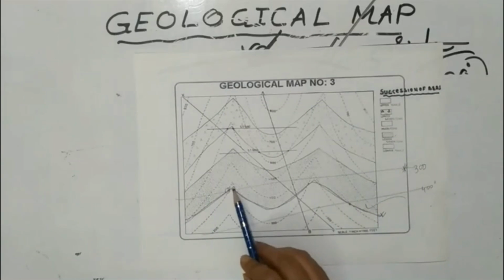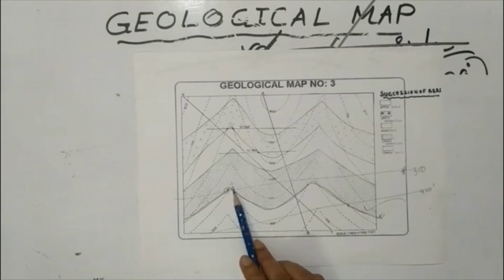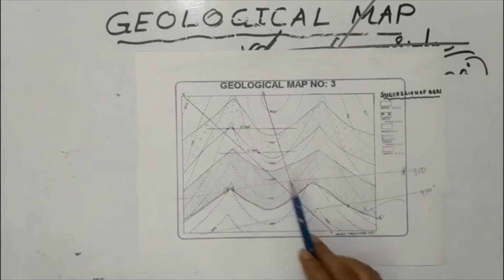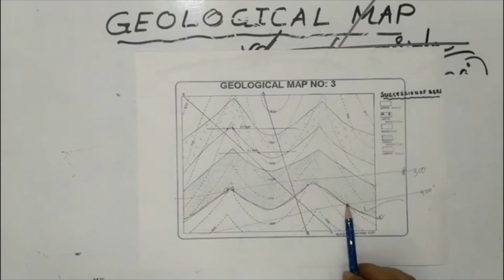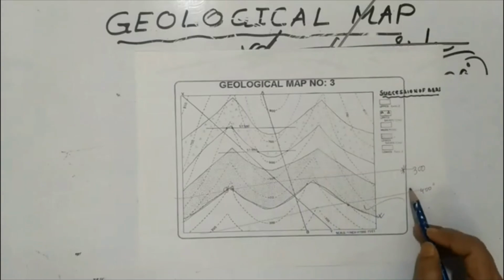Both are connecting contours, cutting at least twice in the same bedding plane. These are the two intersecting points of the same contour in the same bedding plane, and this is another contour of the same bedding plane cutting at least one time. Then you can get the two strike lines.